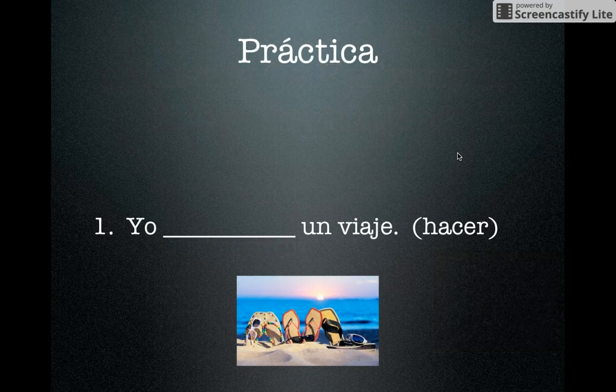Okay, now skip a line and write práctica. We're going to look at some of these go verbs in sentences and see if you can conjugate the verb that's in parentheses and make it match with your subject. So the first one, yo blank un viaje. Pause the video, work it out, and then check your answer. Yo hago un viaje is the correct answer.